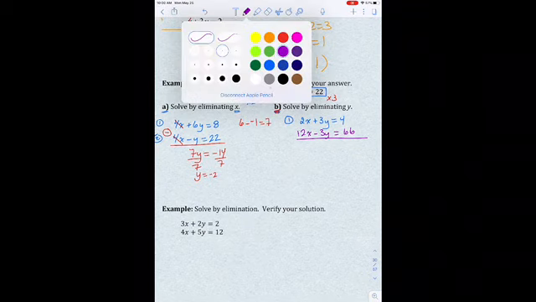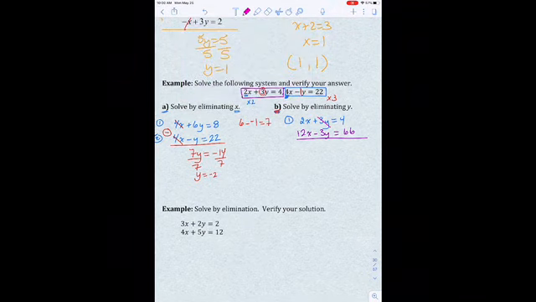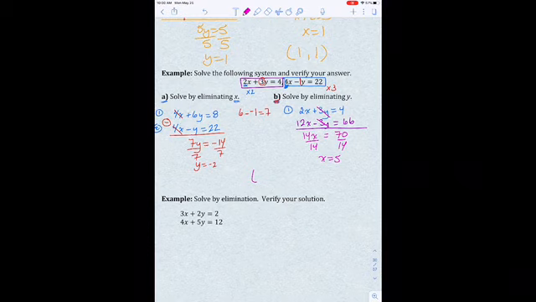So now when I add those two, positive 3y minus 3y, there's our 0, and we get 14x equals 70. Divide both sides by 14, and we get x is equal to 5. And there's our solution. Our overall solution is 5, -2.